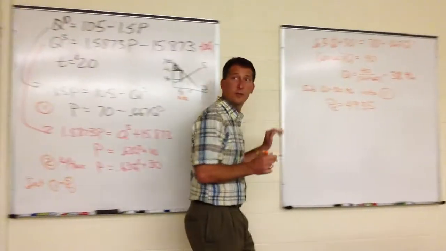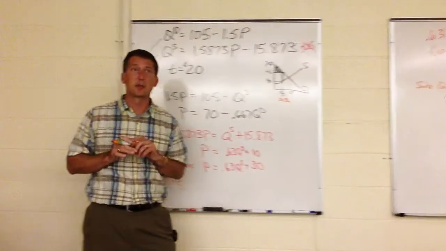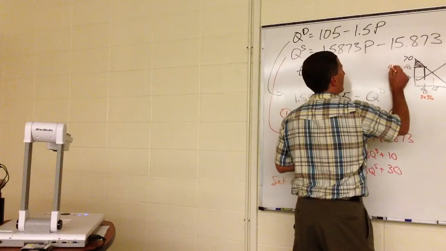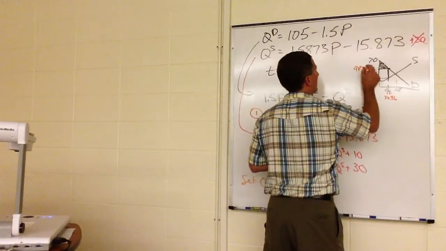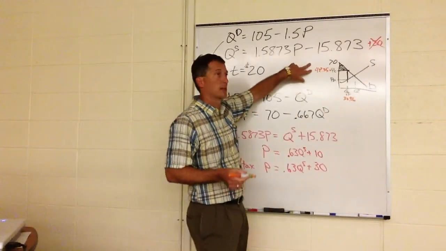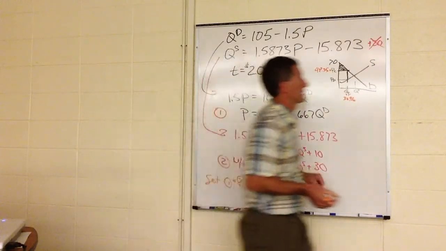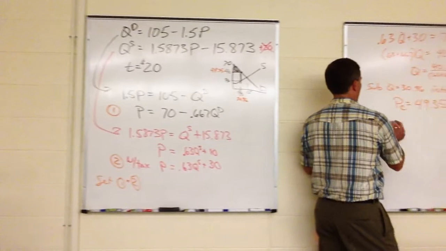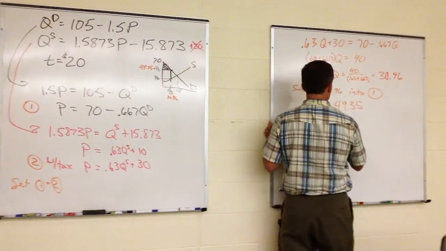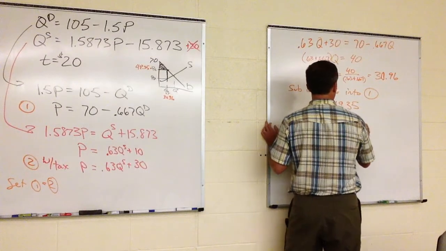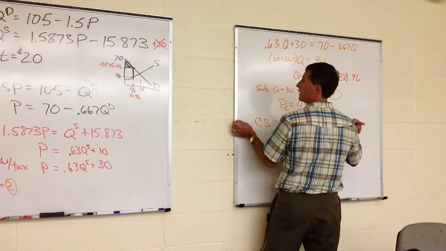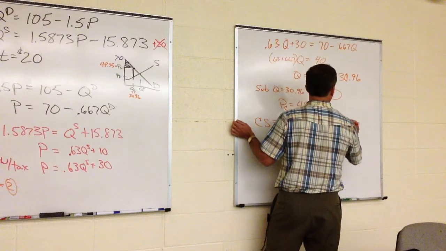Everybody get that? I don't know the answer, so I'm relying on you guys by consensus. 49.35. The question asked for consumer surplus, so now we're back to 1/2 base times height. 1/2 of the base, which is 30.96, times the height of 70 minus 49.35.